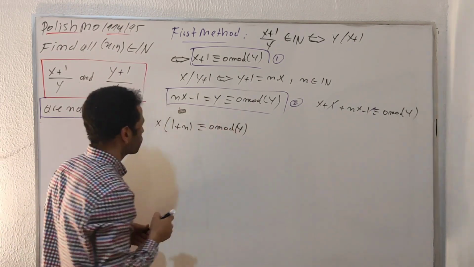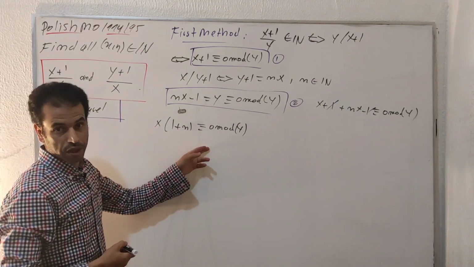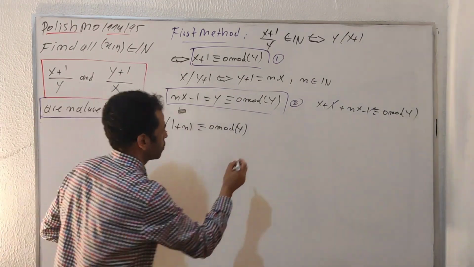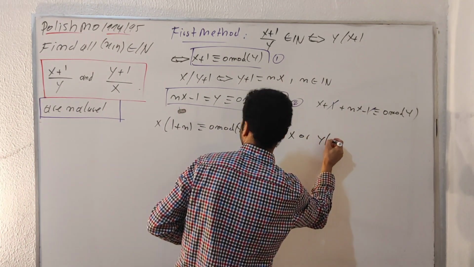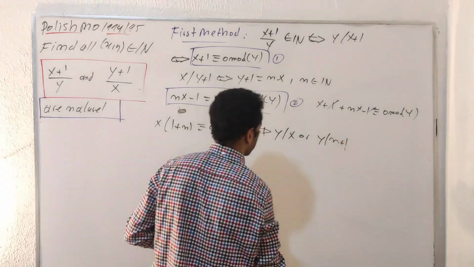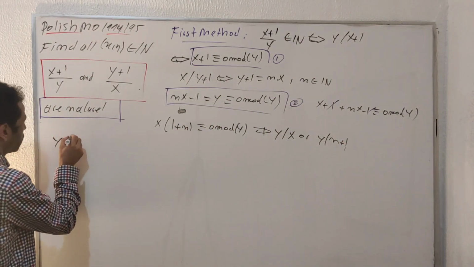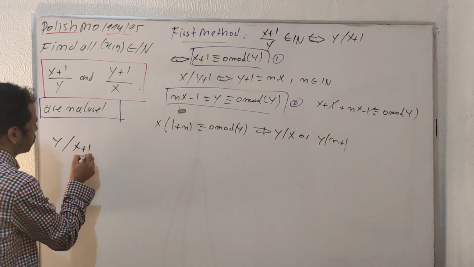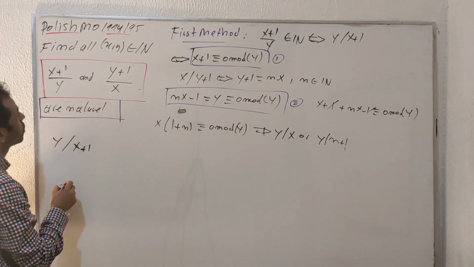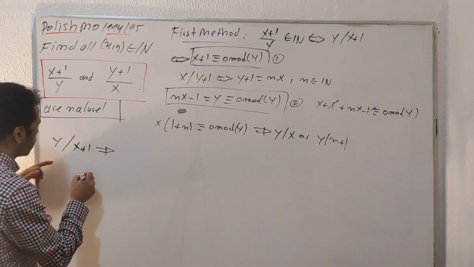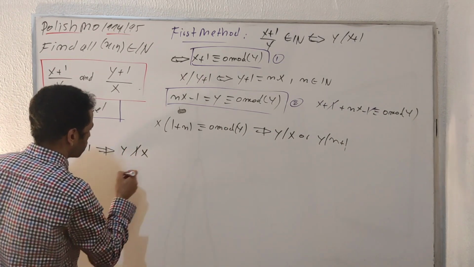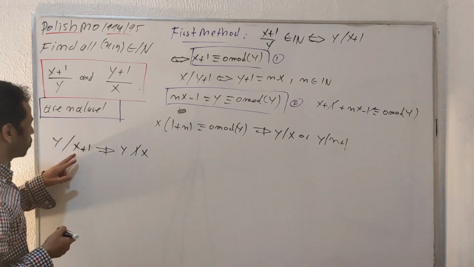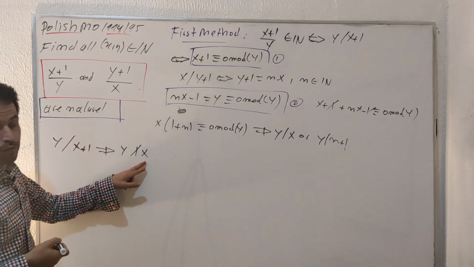Okay, this one is telling us, according to the divisibility statement, y divides x or y divides n plus 1. Okay, we have y divides x plus 1. This one is telling us that y does not divide x, because x plus 1 and x are coprime.